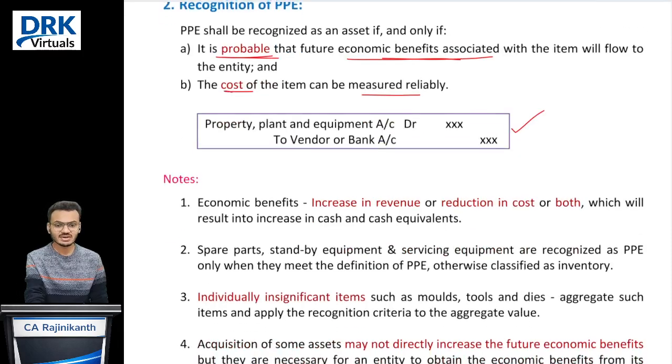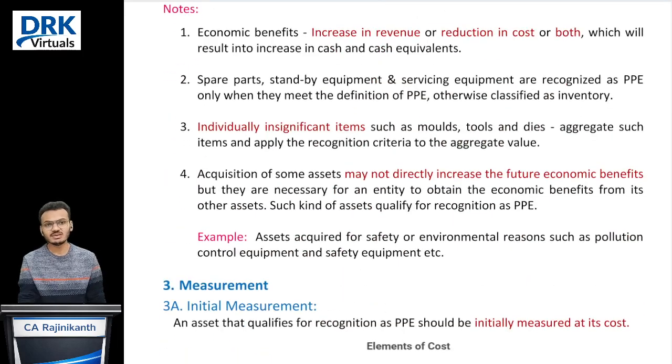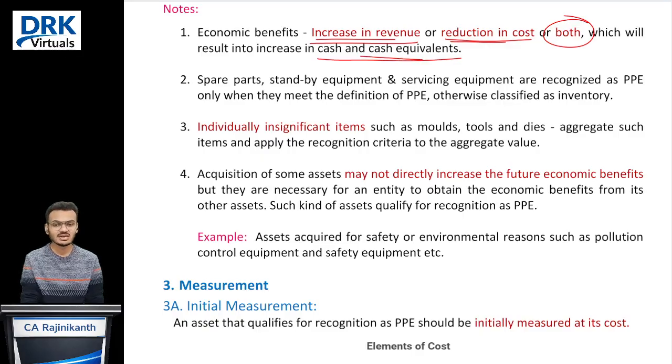Right? So, what are the economic benefits? Economic benefits mean that because we are acquiring that asset, our revenue is increasing or our cost is reducing, or simultaneously both can happen, which ultimately leads to an increase in cash and cash equivalents. So that is economic benefits.